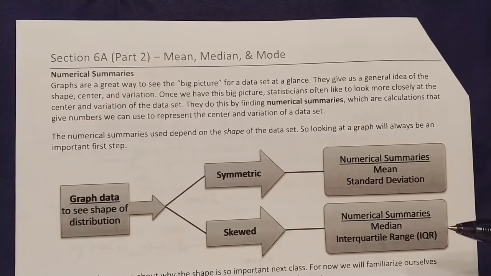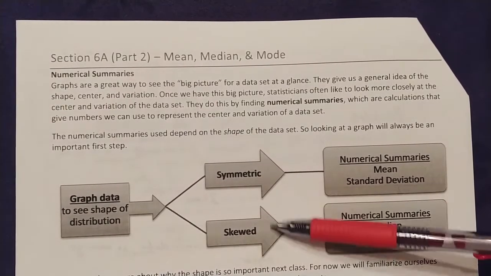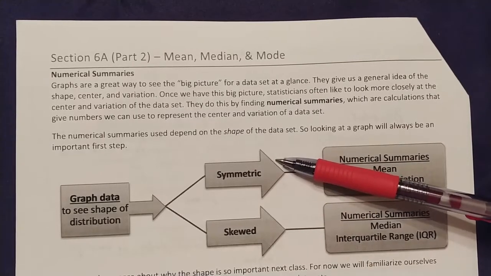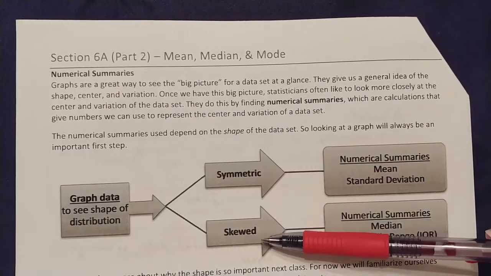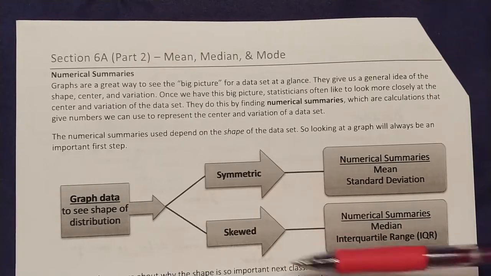So again, when we talked about the shape of the distribution, we had two different categories. We had symmetric, and then we had skewed. And then remember, skewed broke into skewed right or skewed left.